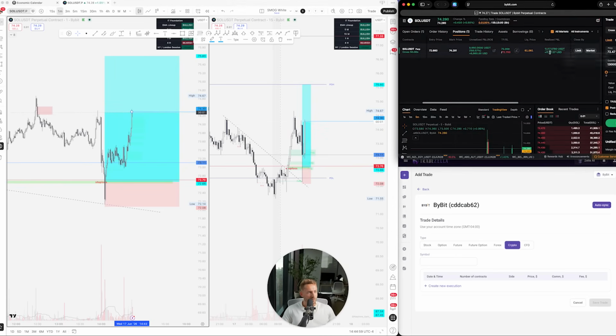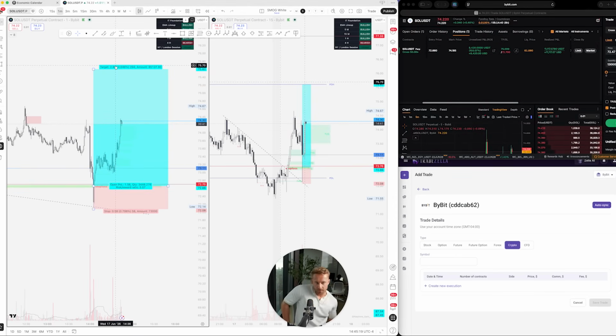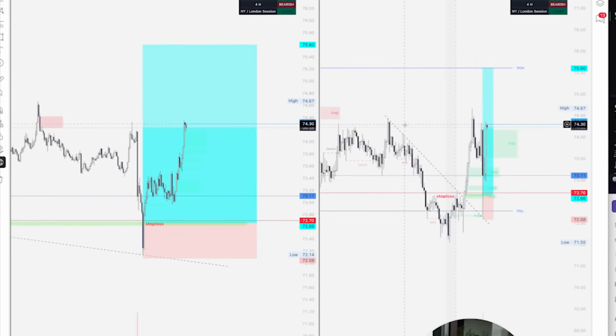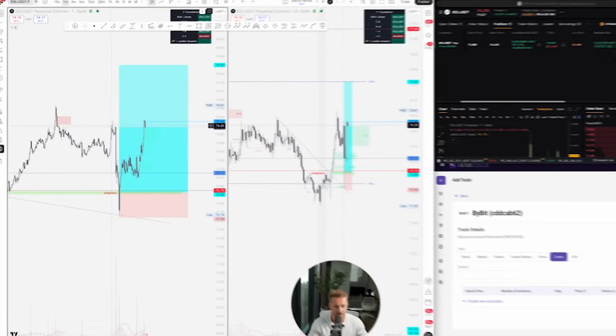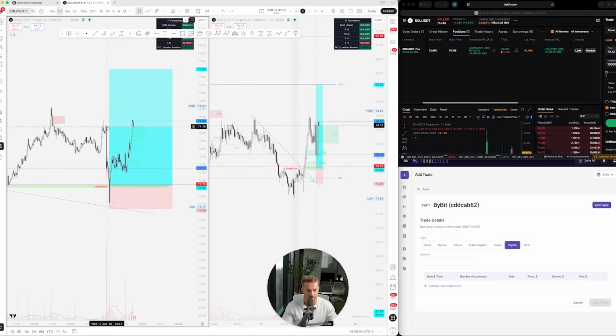Just locked in partials here. Reason I'm taking partials is because this is going to be that high level for the day. And I want to see if we can break over this for sure and run at previous day highs, which I think we can. But also that's a fair value gap here and a high resistance area clearly earlier on in the day. So I wanted to take off partials here.